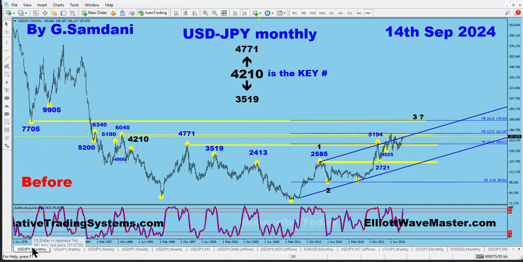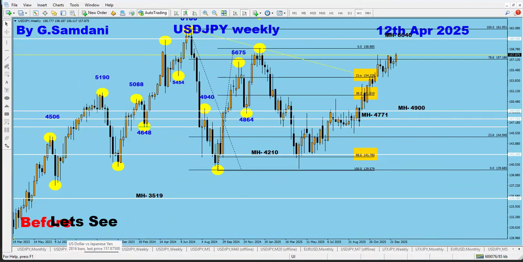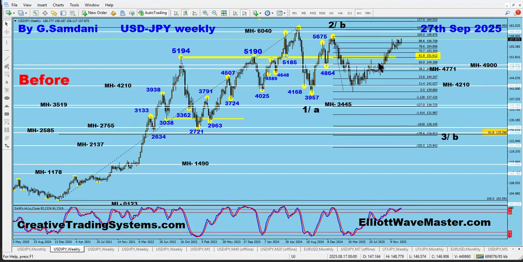This is not the yen index. This is USD yen. So for the yen index, we saw that to go to 161, we have a long distance there. And that's why with the US dollar getting strong and yen getting weaker, USD yen can go to the upside. So the weekly chart, not this one, this one, right?